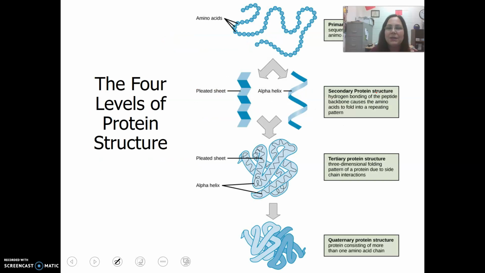And this is a good picture. It shows you the primary structure is just the chain of amino acids. The secondary structure can be a helix or pleated sheet. The tertiary, you take that alpha helix or that pleated sheet and you kind of rearrange it into a three-dimensional shape. And quaternary, you take 2 or more tertiary structures and link them together.